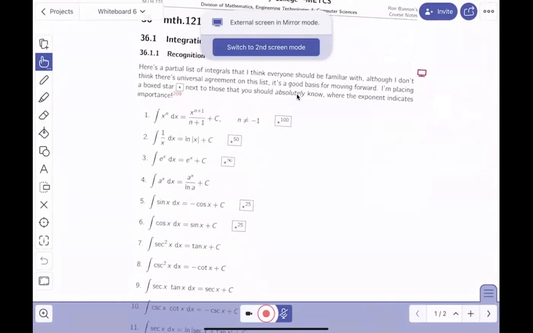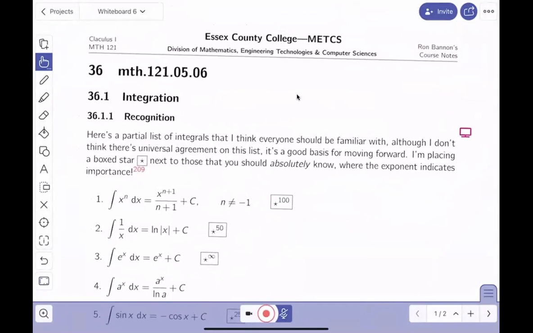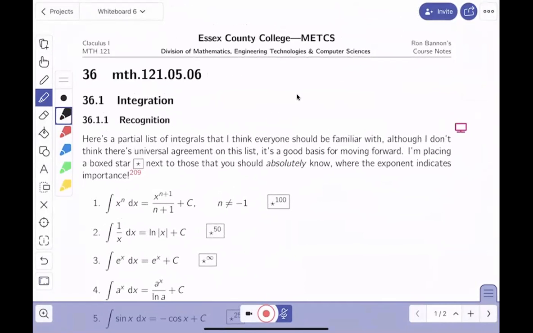Okay, so let's talk about recognition. I can't say it enough times, recognition is the best technique. If you can recognize something and know what it is, that's good. Otherwise, it's going to take a lot of questioning about what it is, who it looks like, and so on. I'm going to say this is a partial list of integrals that I think you should be familiar with.